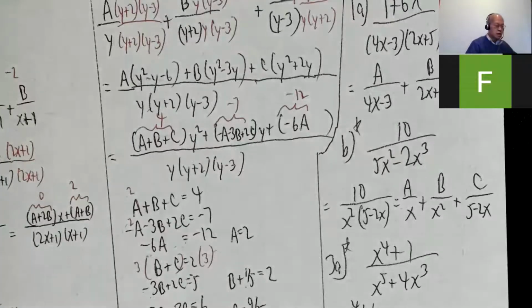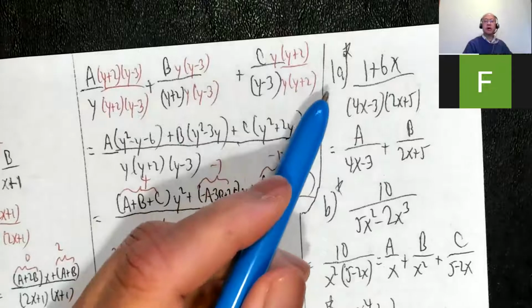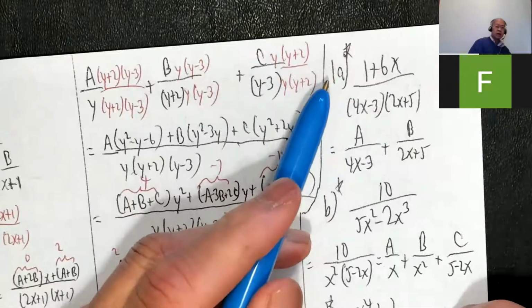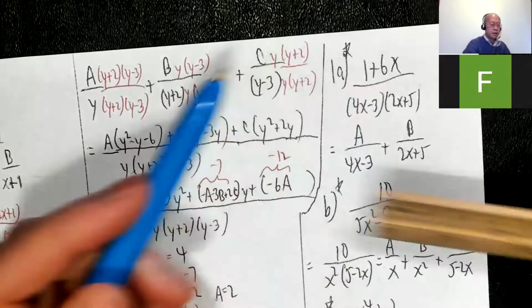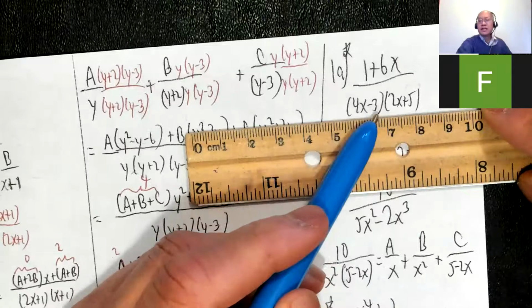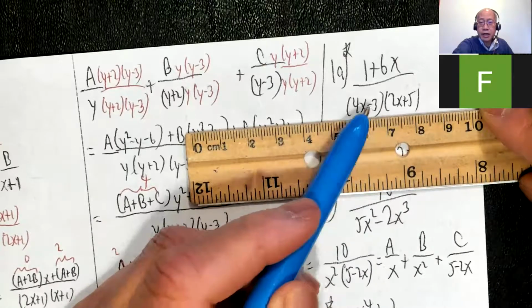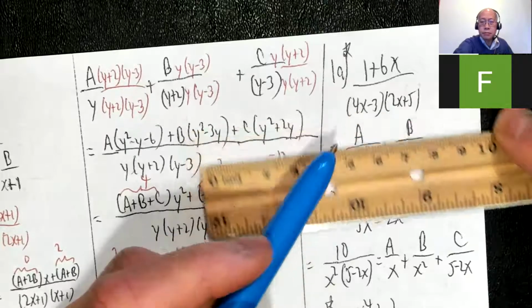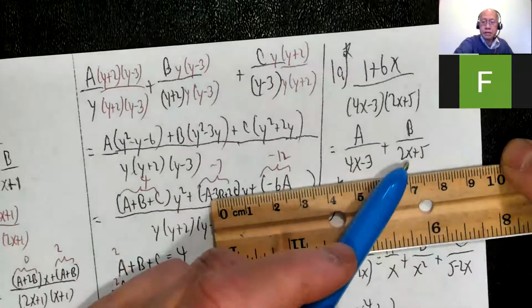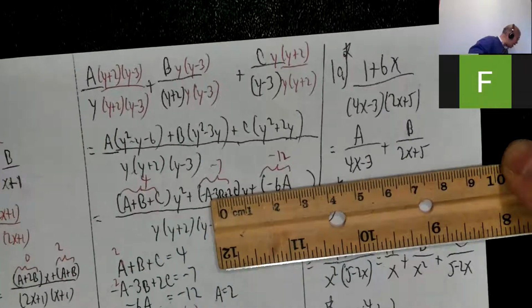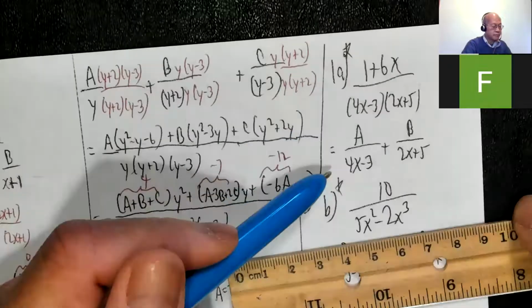Unfortunately, I have to give you starred problems that I've already done. So 1A star, I notice it's not the same as in our book, but it's essentially done the same way. 1 plus 6x over 4x minus 3, 2x plus 5. This is the easiest case scenario, case 1. Only linear factors, no repetition. So 4x minus 3, 2x plus 5, A, B. Nothing can be easier. Again, that's not our 1A, so it's 1A star, but it works in a similar fashion.